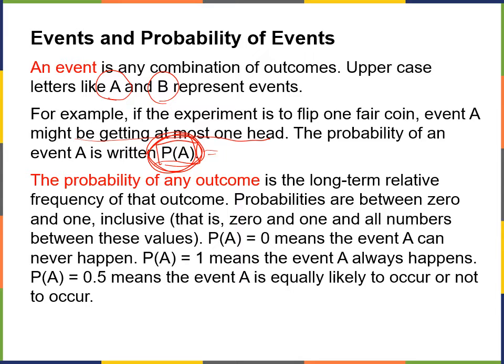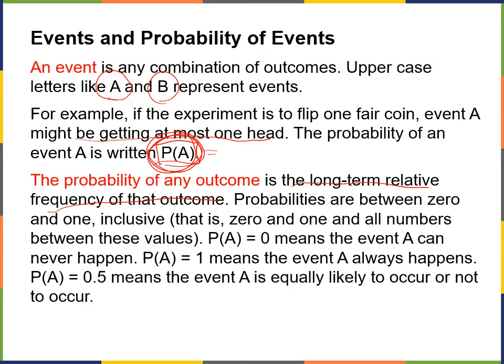The probability of any outcome is the long-term relative frequency of that outcome. So it's basically saying that if we were to look at something occurring over and over and over again, let's say we flip a coin 1,000 times and record how many heads we got or how many tails we got, the probability of getting heads would be based off of that long-term relative frequency of that outcome occurring.